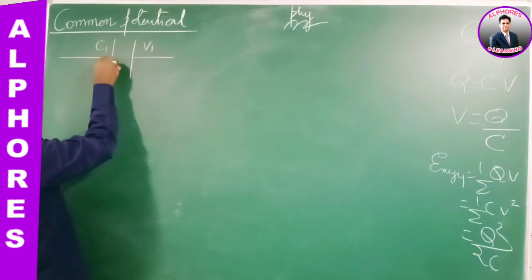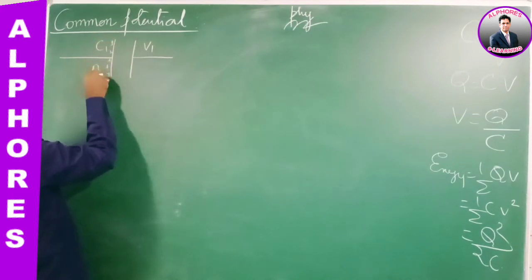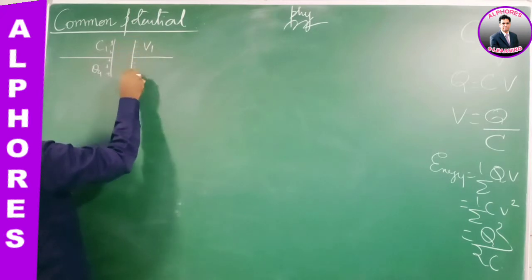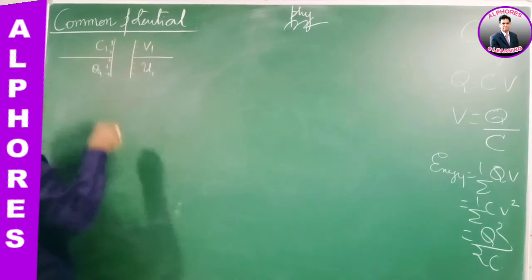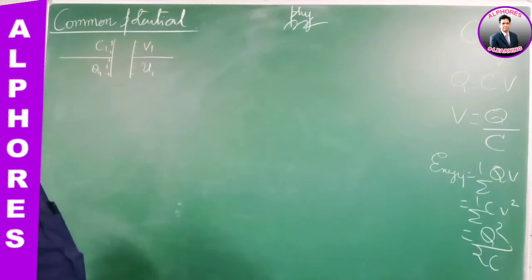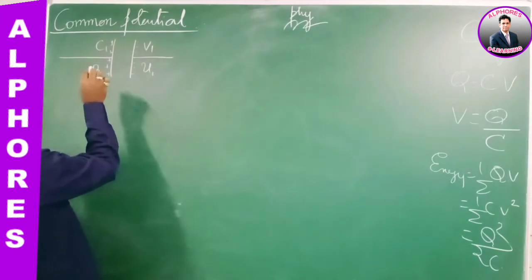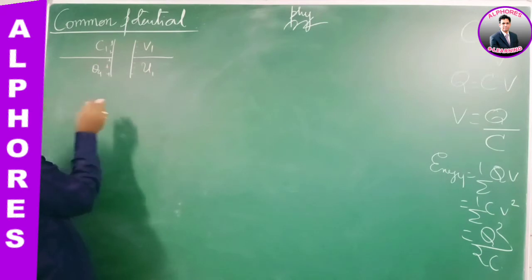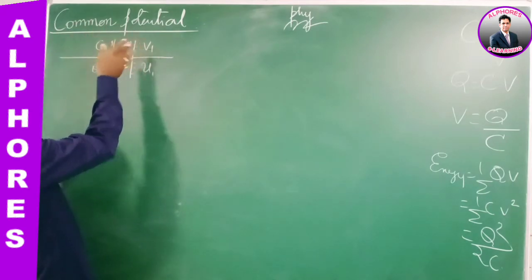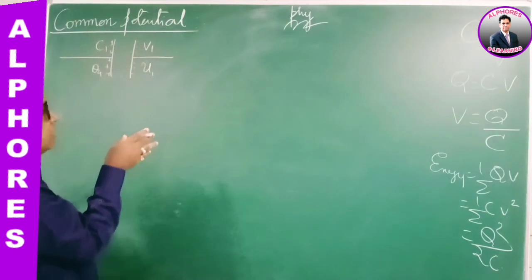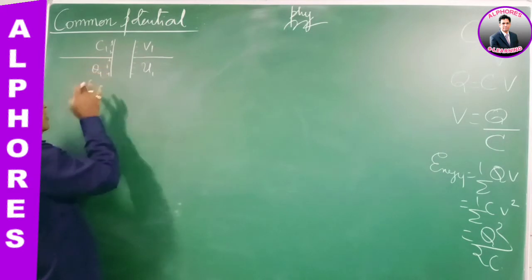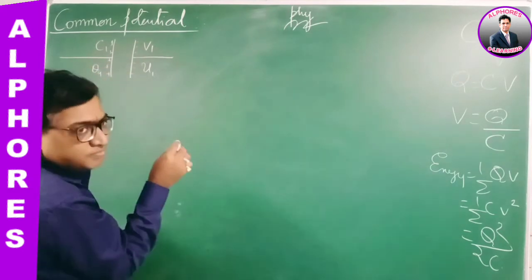Well, the charge stored on it is Q1, and the energy stored in it is U1. Right? So, consider a capacitor C1. Let it be charged to a potential V1 by a source battery. Then the charge stored in it is Q1 and the energy stored is U1.